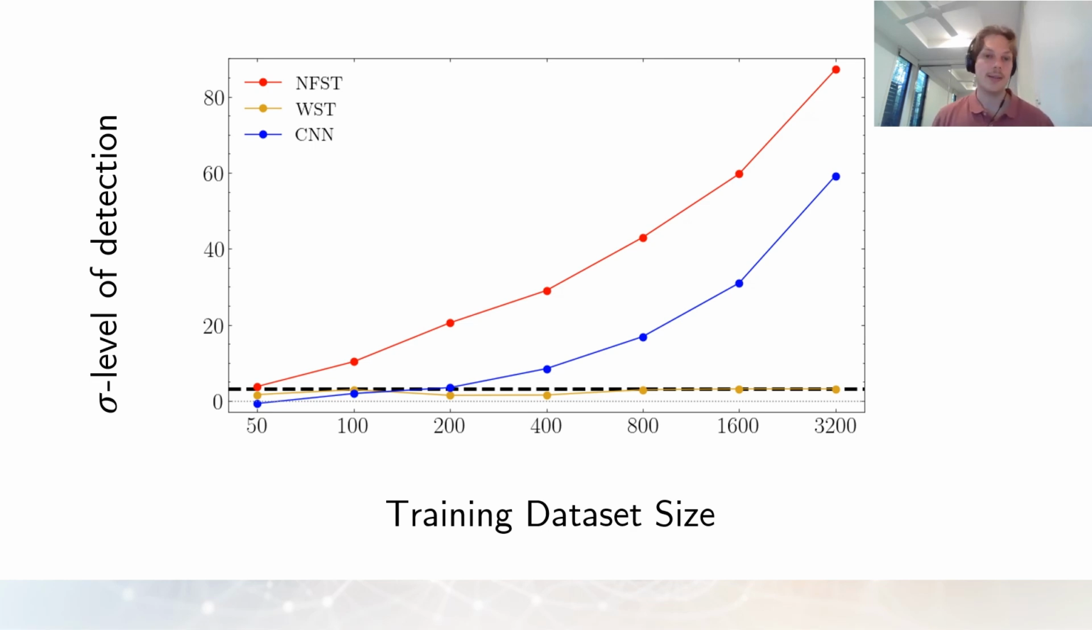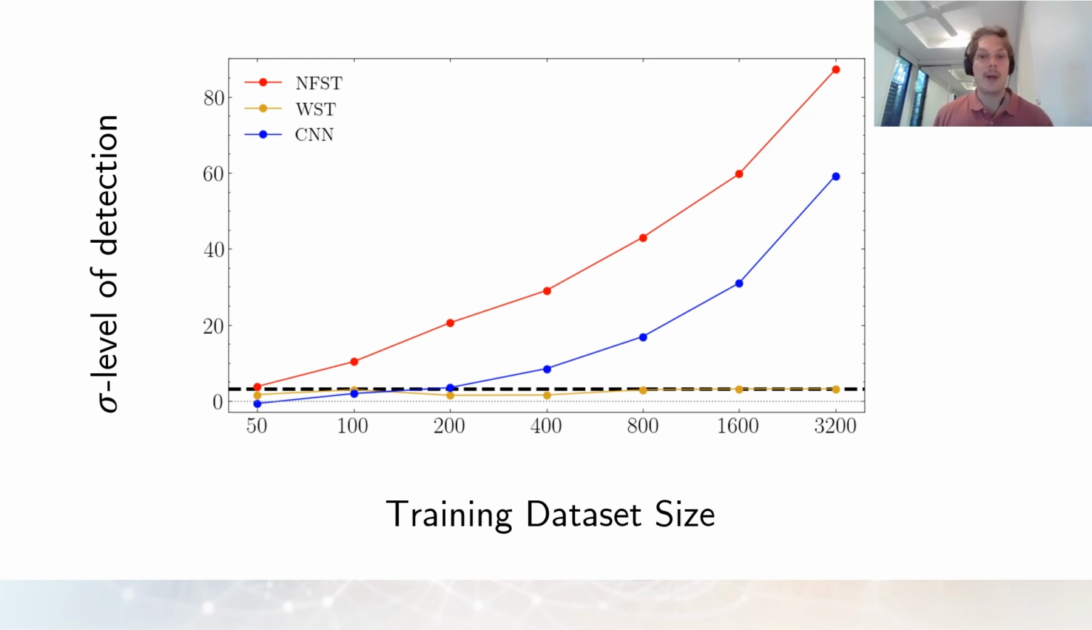And you can see that the NFST in red outperforms the other models by a significant margin at all training dataset sizes. You'll notice that the WST doesn't really do very well. I should say the dashed black line is the 3 sigma detection threshold. So if it's above that line, that means we say it has successfully detected the parity violation. So the WST sort of sits around that line, but doesn't really push past it very much. And this is because the WST is not naturally sensitive to this parity violation, or it's not very sensitive at least.